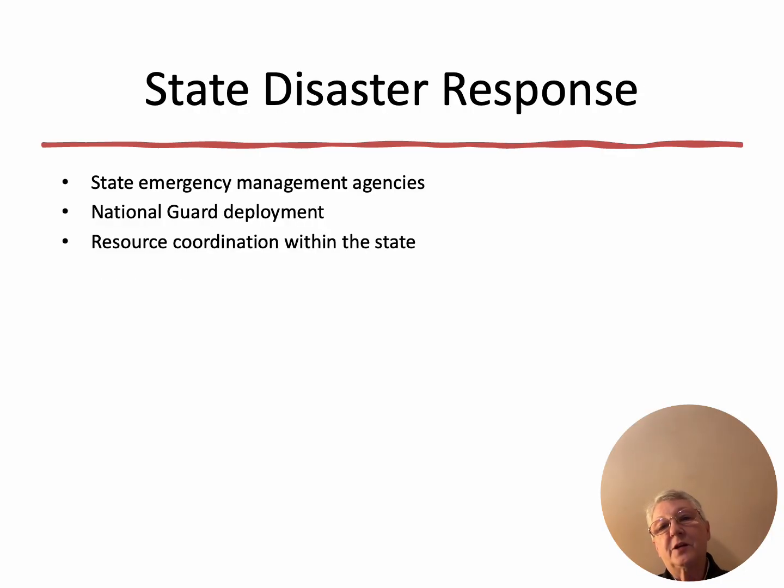If a disaster continues to escalate, the state may request federal assistance. Federal disaster assistance usually begins when the president issues a formal disaster declaration. This declaration allows federal agencies to deploy personnel, equipment, and financial assistance to the affected area.